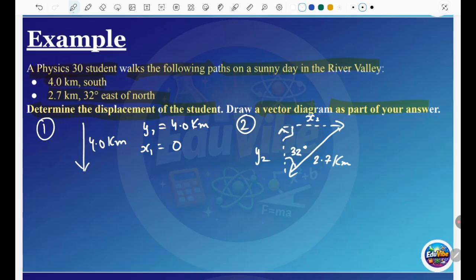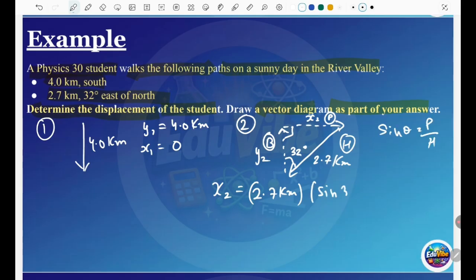So now we have to find the x2 and y2 here, which takes a bunch of calculations. For x2 we have 2.7 kilometers. For h2, this side is the perpendicular because this is the right angle, this is the hypotenuse, and this is the base, and we have to find the perpendicular. So p upon h is sine theta, so we have to find the sine of theta, which is 32.